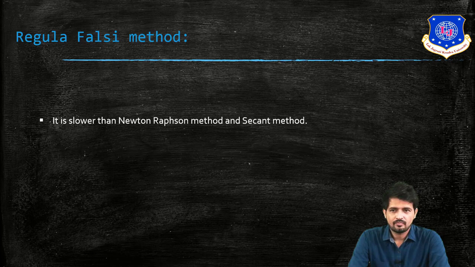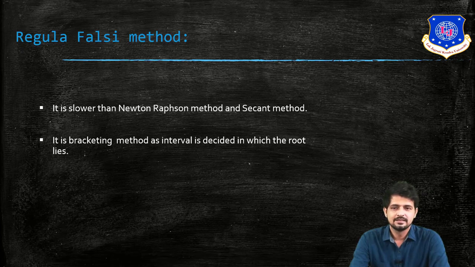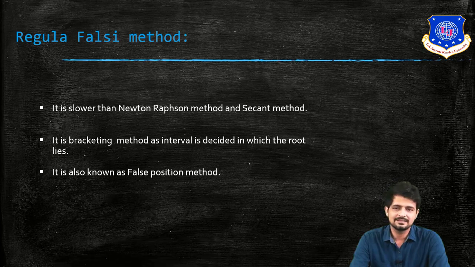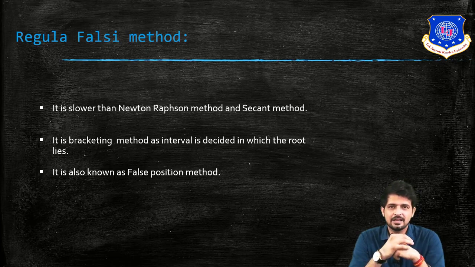These are some features. This method is slower than the Newton-Raphson and secant methods. As we know, this is a bracketing method, so it will take more time to converge. It is a bracketing method as we are deciding the interval in which the root lies, and this method is also known as the false position method. So regula falsi or false position are both the same. This was the theory of the regula falsi method. In the next slide, we are going to study some numericals on the basis of the regula falsi method.